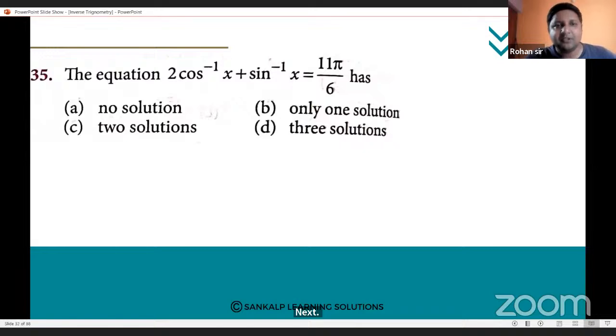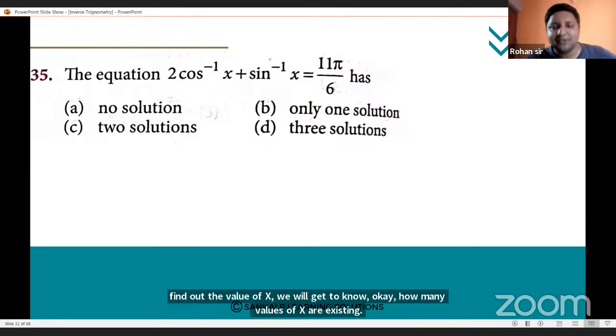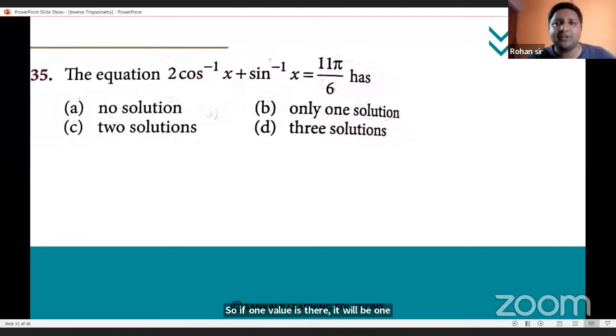Okay, the equation 2 cos inverse x plus sine inverse x equal to 11 pi by 6 has... Okay, so they are asking whether the above equation has a solution, no solution, only one solution, two solutions, or three solutions. So here we need to find out the value of x, and once we find the value of x, we will know how many values of x exist. If one value is there, it will be one solution. If we get two values for x, then it will be two solutions, and so on.